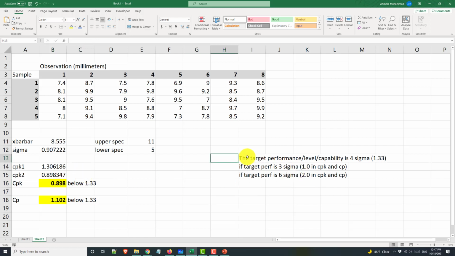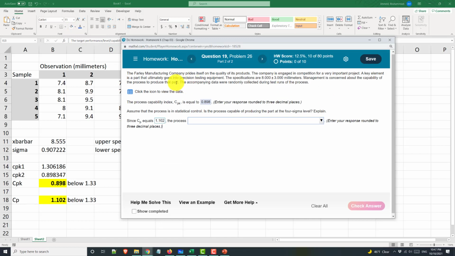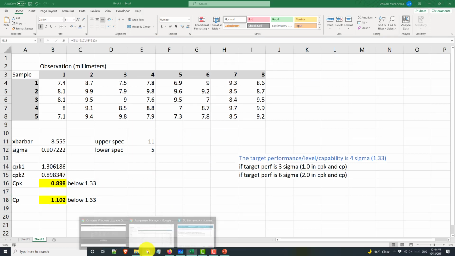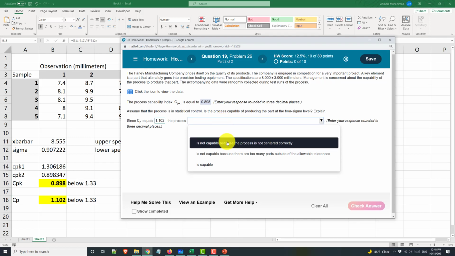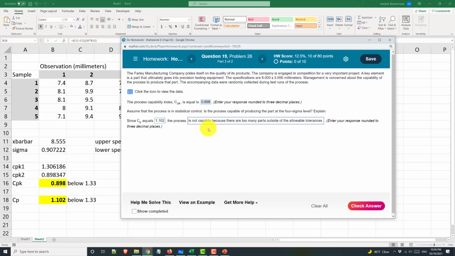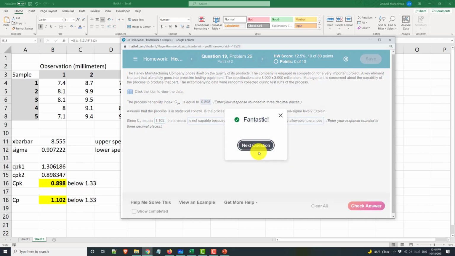If no target level is given, the default that we're going to use is 4 sigma, which is 1.33. Okay. So in this question, I believe no target level is given. So we're going to go with the default of 1.33. Since both values are below 1.33, the process is not capable. It's going to produce a ton of outer spec parts. So it's not capable because there are too many parts outside of the allowable tolerances. Because both CPK and CP are, excuse me, are too small.